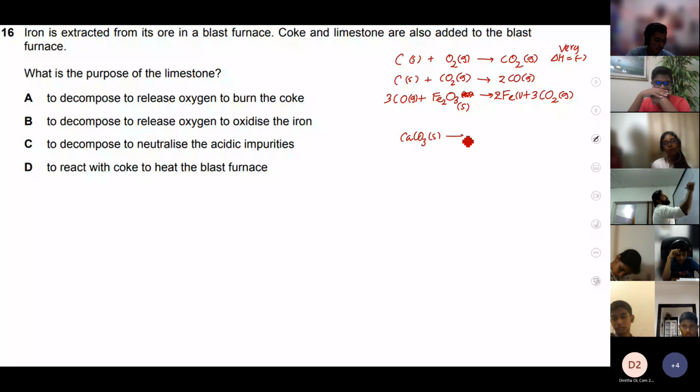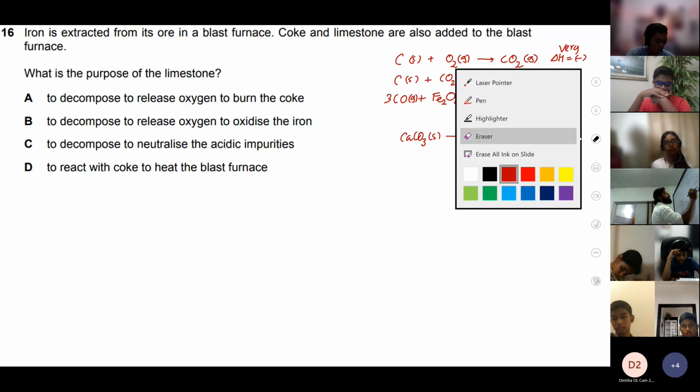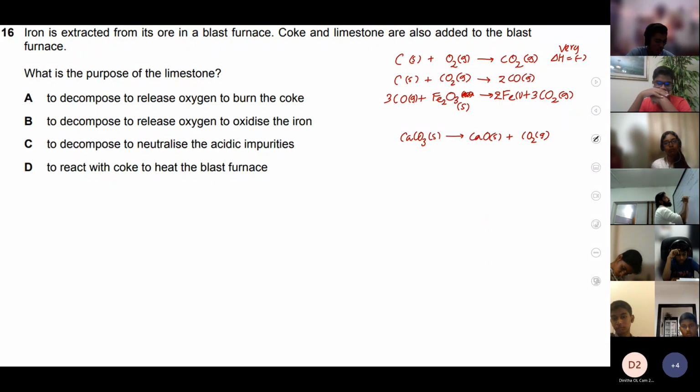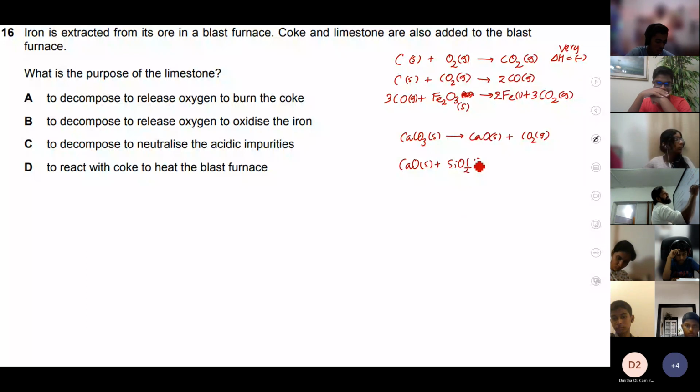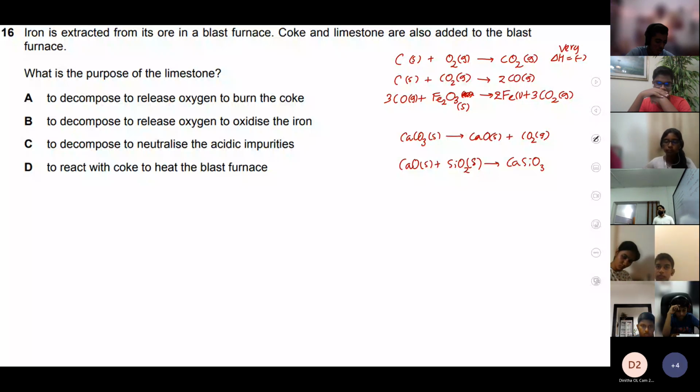Calcium carbonate will decompose to calcium oxide and carbon dioxide, and that carbon dioxide is going to escape. Then the calcium oxide solid is going to react with silicon dioxide, sand, solid, giving you calcium silicate, which is molten due to the high temperature.